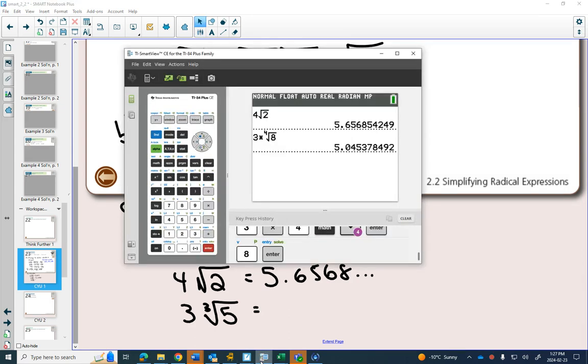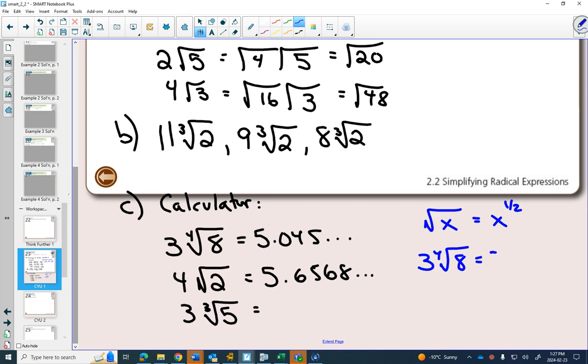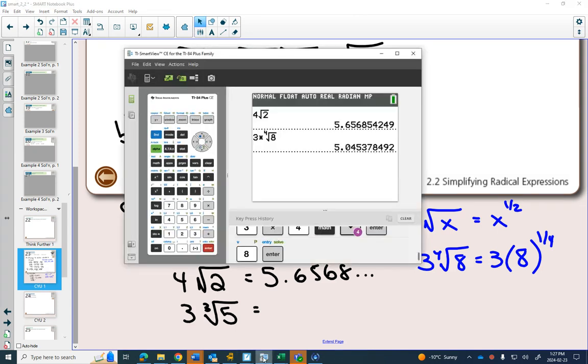I also want to remind you of something that you did in grade 10. Do you remember doing this in grade 10? That the square root of x could be written as x to the half. So another thing that we could do with the fourth root of 8, we could write this as 3 times 8 to the 1/4. Watch what happens when I do that on my calculator. So I'm going to go 3 times 8, hit the exponent button, and the exponent I'm going to do 1 divided by 4. I get the exact same answer.